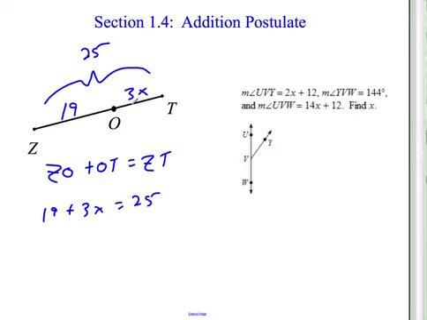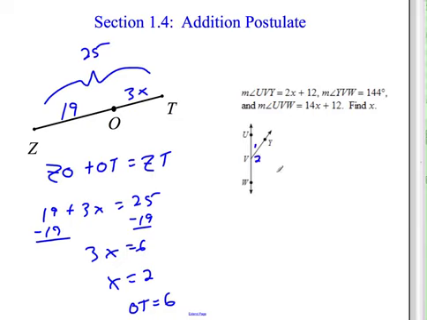Solve for x, or actually, how long is OT? So you may have to say, oh yeah, I can solve this. 3x equals 6, so x has got to be 2. If x is 2, I can plug it into OT and say OT equals 6. So that was the segment addition. Angles work the same way. I'm saying this angle here plus this angle here, 1 plus 2, is the whole angle.